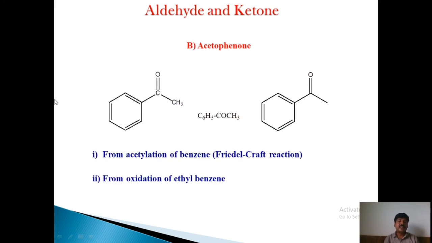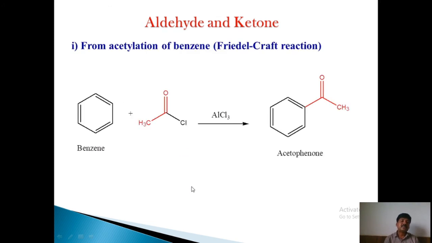Here we see the methods of preparation of acetophenone. These three structures are acetophenone. Also we can write C6H5COCH3. This is your shorthand representation of acetophenone. There are two different methods for the preparation of acetophenone. One is acetylation of benzene, that is the Friedel-Crafts reaction, and another is oxidation of ethylbenzene.